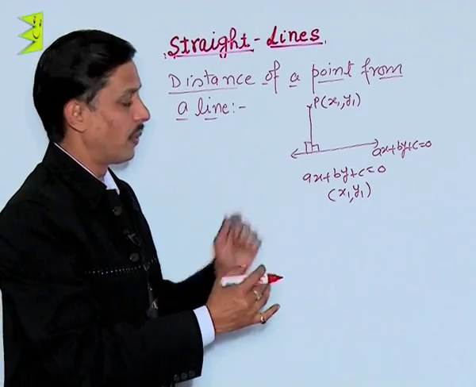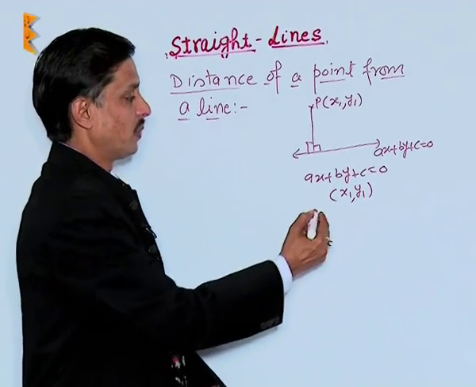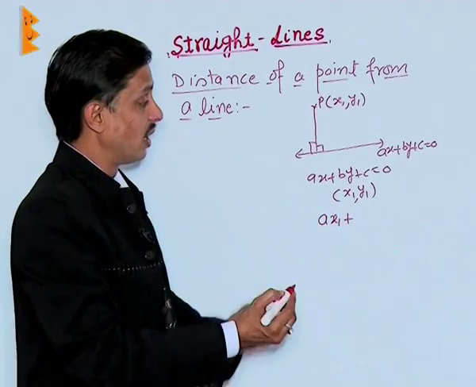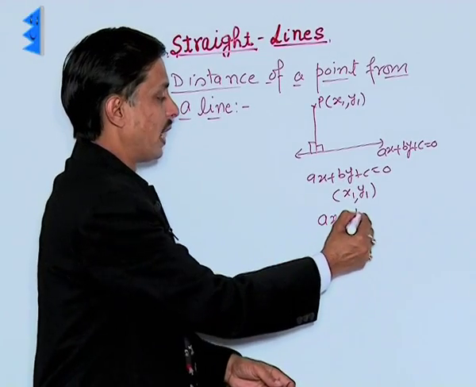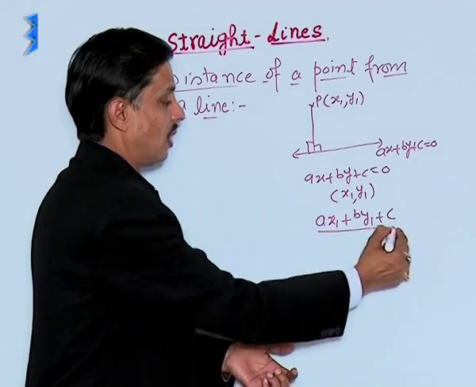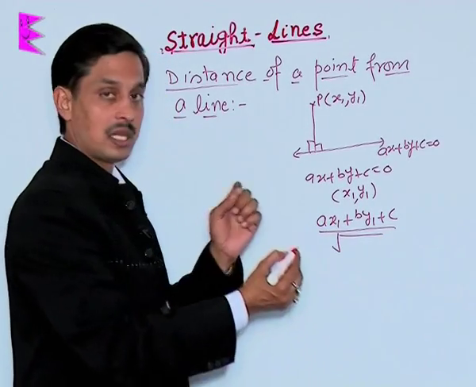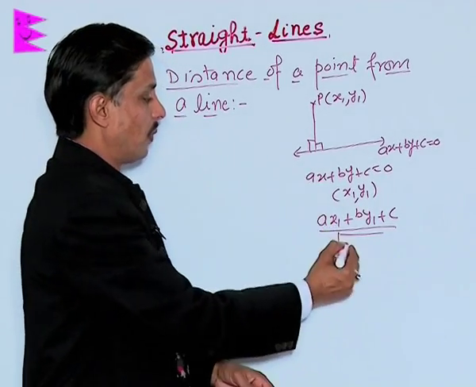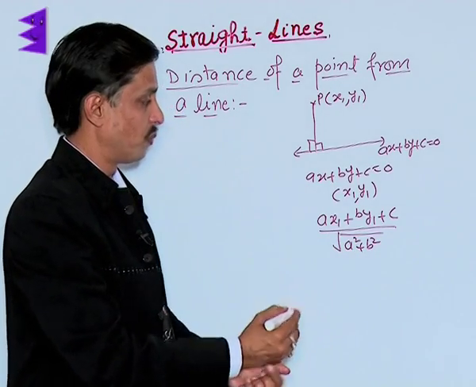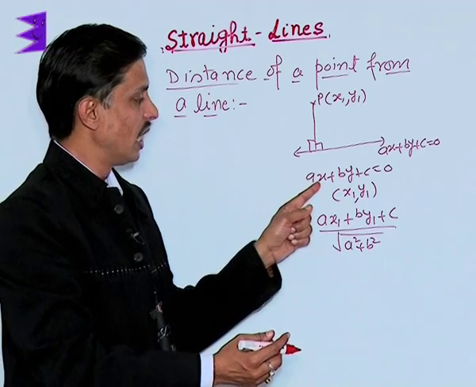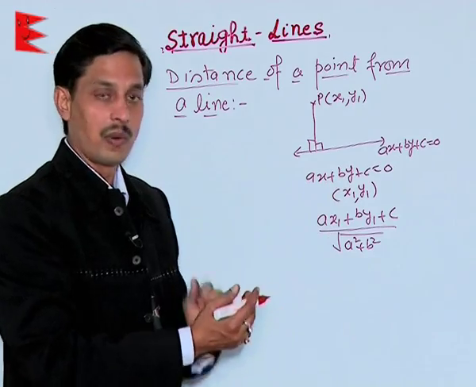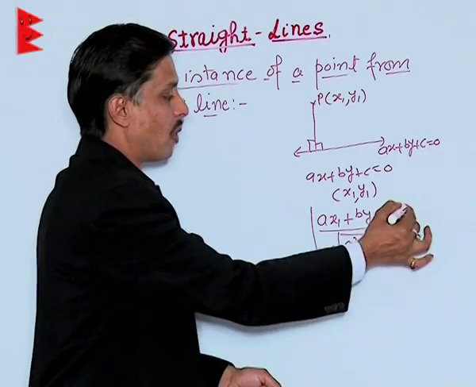Approach: in place of x in the equation put x1, this becomes ax1, and in place of y put y1, this becomes by1, plus c, and divide it by the square root of the sum of a square and b square. What are a and b? A is the coefficient of x and b is the coefficient of y, and take its mod.